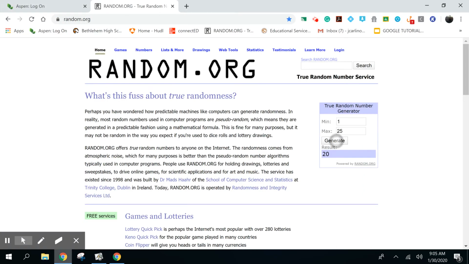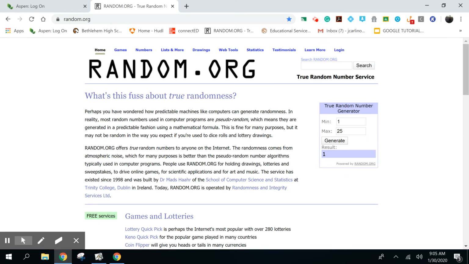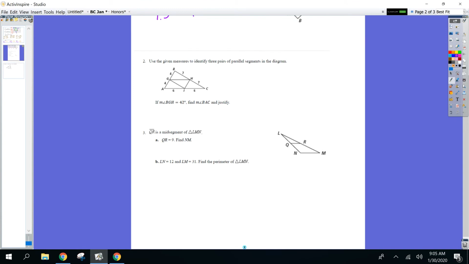AT, what are we looking for, the length of AT? 17 and a half. And how about the length of AR? 14 and a half. Is everyone all right with where these are coming from? Half the third side. Okay, no problem yet. 2.